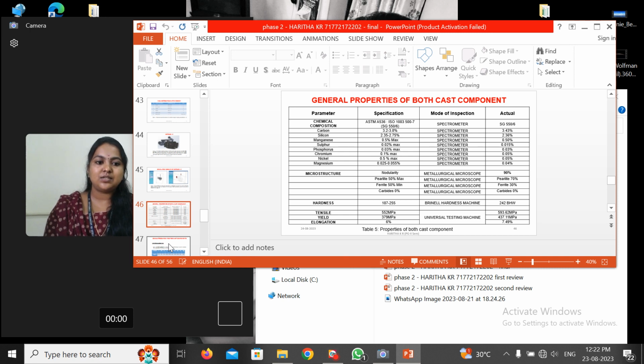Since it is an SG, magnesium is used, and nodularity 90%, pearlite maximum 50, but it is attaining 70. Ferrite and carbide, no more carbides will be present. Then hardness is 187 to 255, but the 242 is the Brinell value, where W is nothing but the Wolfram tungsten carbide ball. Tensile is 552 megapascal and 379 megapascal, and elongation is 6%.